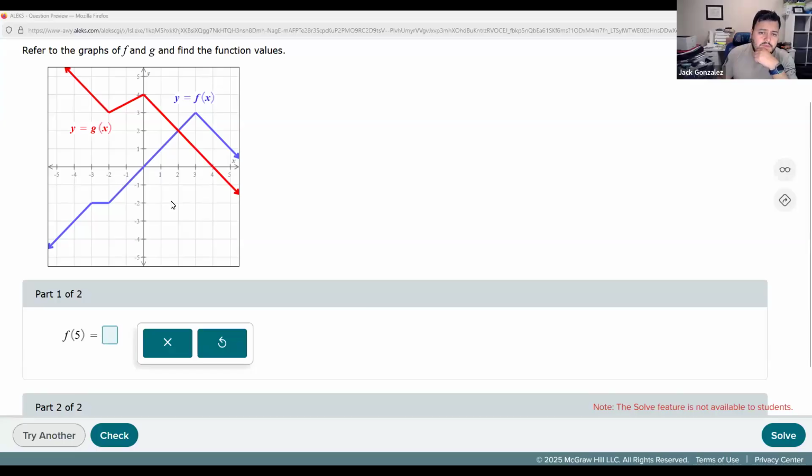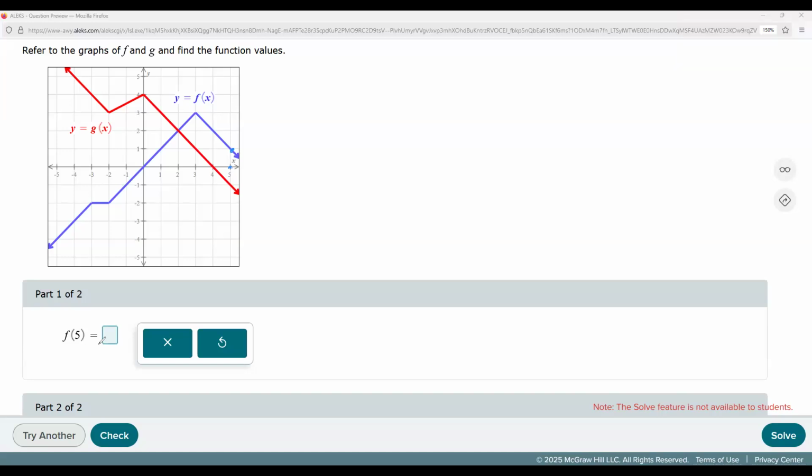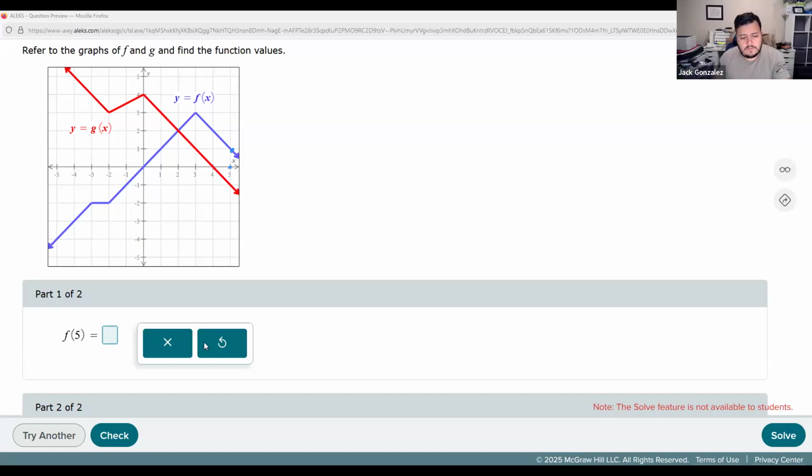Means give me the output that 5 creates. So go to 5. There's 5. But F is the blue one. So what is the Y value when X is 5? 1. Yeah, it's just 1, right? Nothing crazy.